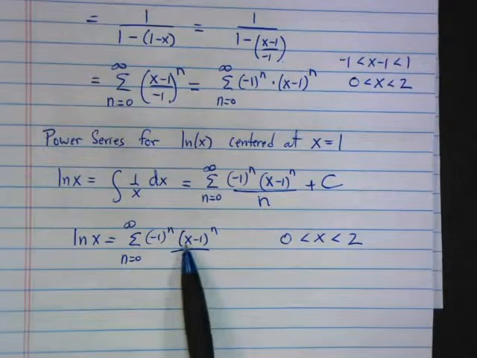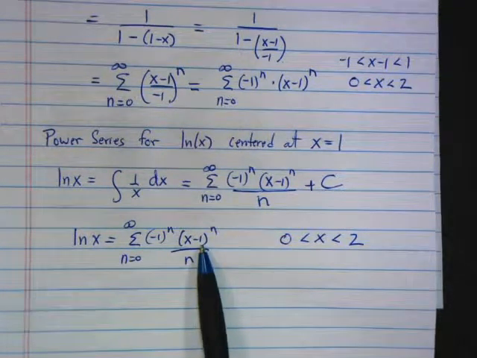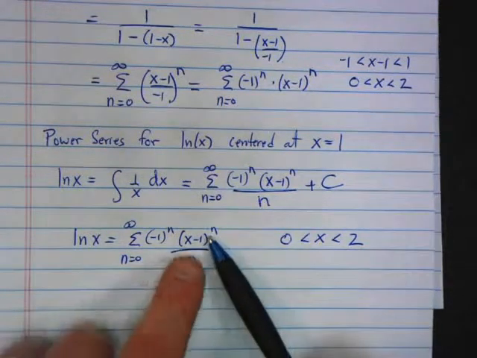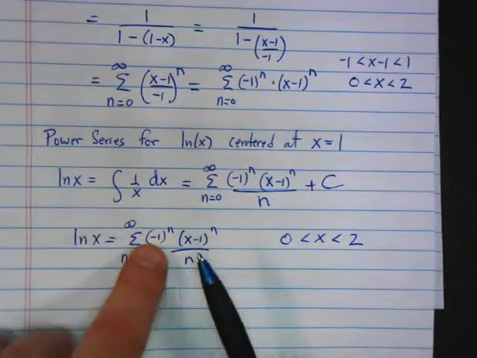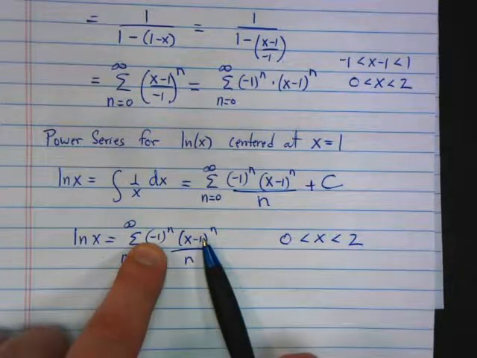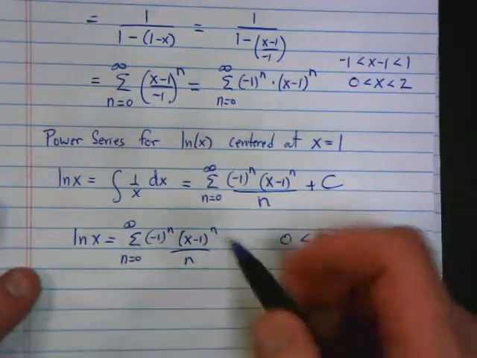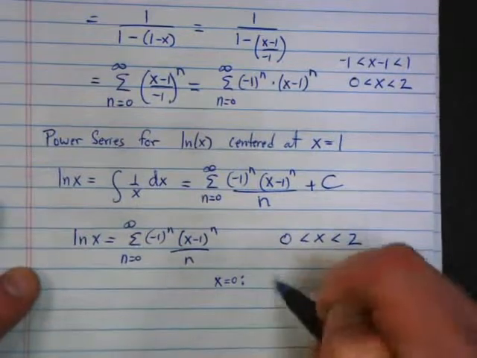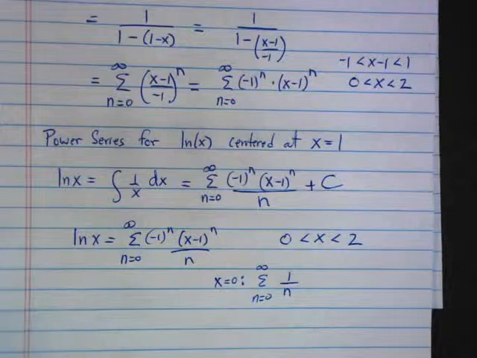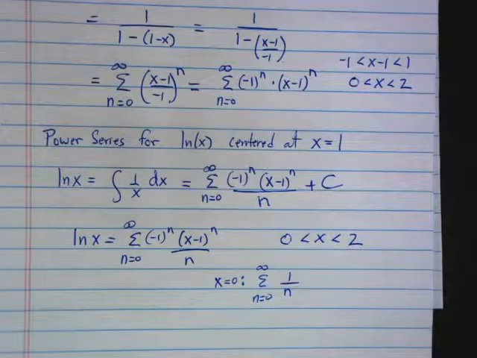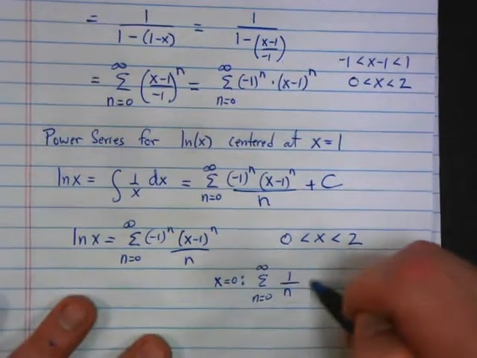If I plug 0 in, will this series converge? If I plug 0 in, what's 0 minus 1? Negative 1. And then I would have negative 1 to the n, but I would have that times another negative 1 to the n. What's negative 1 to the n times negative 1 to the n? 1 to the n. And 1 to the n is 1. So if x equals 0, this becomes the sum from n equals 0 to infinity of 1 over n. Does that series converge or diverge? Diverge. How come? It's the famous harmonic series.